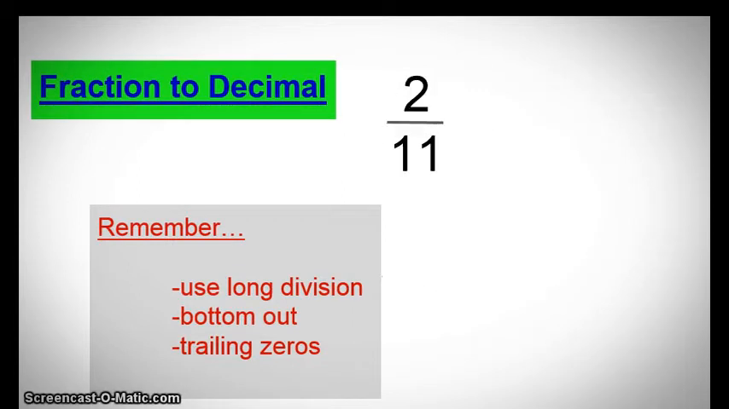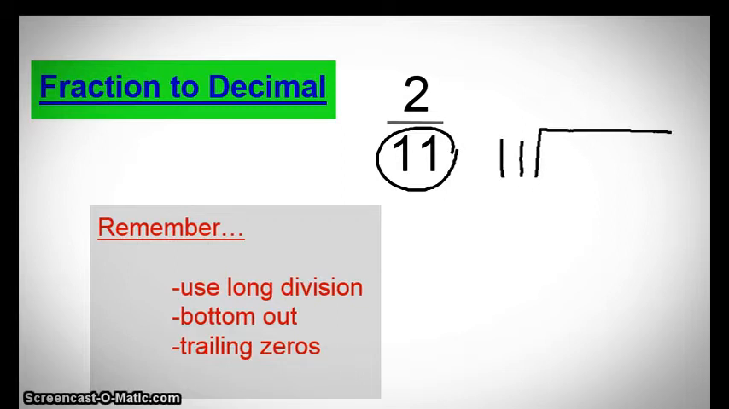Our last example is 2/11. So we're still going to divide to get our decimal. Don't forget to bottom out. The number on the bottom of the fraction should go outside the division sign. Once you add your decimal point and your trailing zeros, you can start.